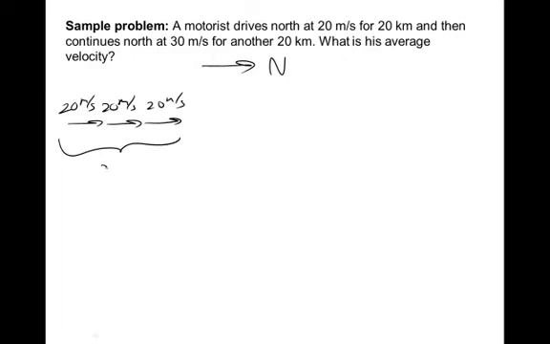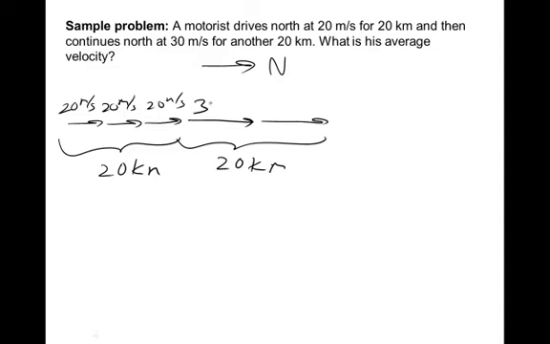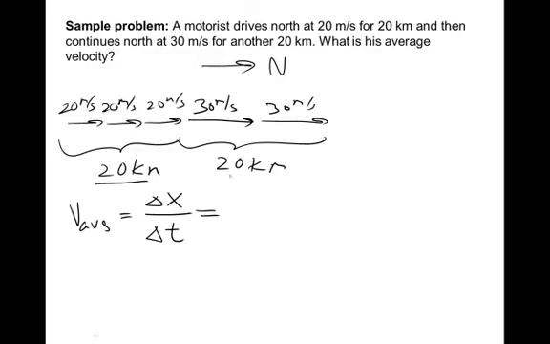So let's label this as being 20 kilometers. And then it says another 20 kilometers, but this time at 30 meters per second. And we want to find the average velocity. So our average velocity is equal to the displacement divided by the time. So we know the displacement is 20 kilometers plus 20 kilometers, which is 40,000 meters. And so we need to find the time.